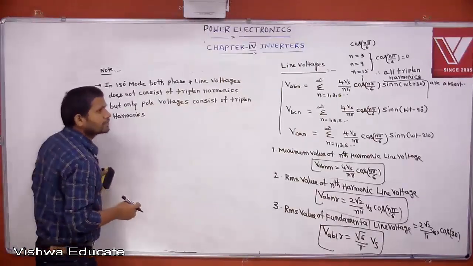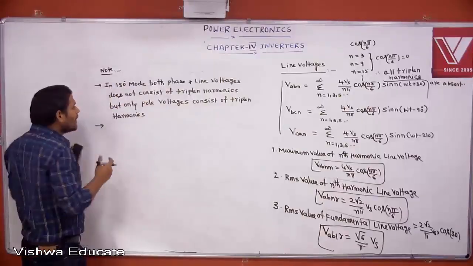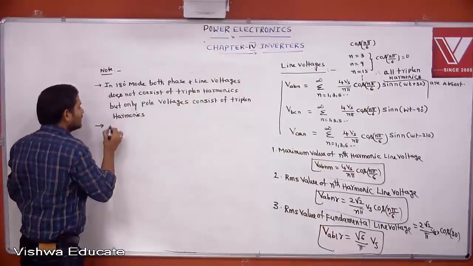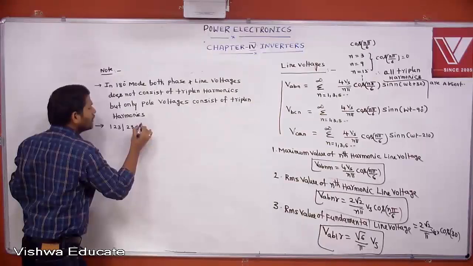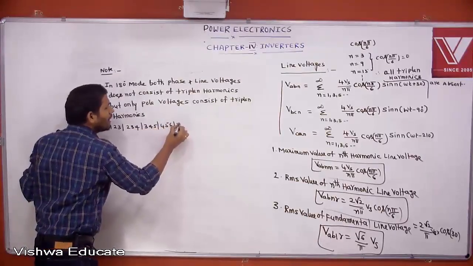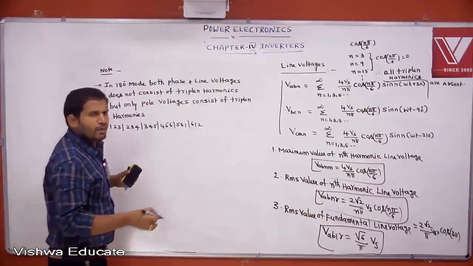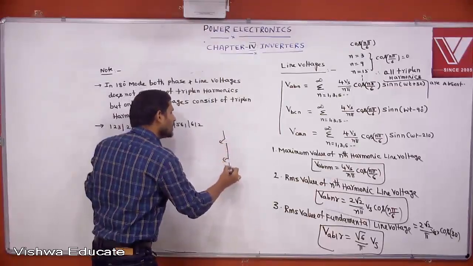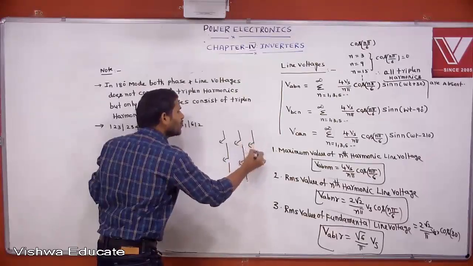Another point. In the case of 180-degree mode, we know what the sequence of conduction of devices is. That is 1, 2, 3, then 2, 3, 4, then 3, 4, 5, then 4, 5, 6, then 5, 6, 1, then 6, 1, 2. Like this it is conducted. Three-phase bridge inverter means this is a circuit, you know. I am not drawing it clearly, no need of that. I just want to explain one point, that's why I am giving it like this.